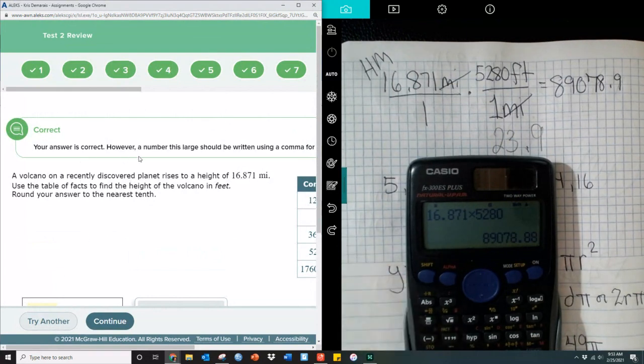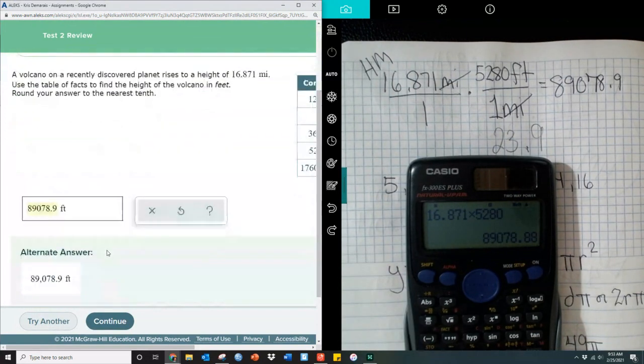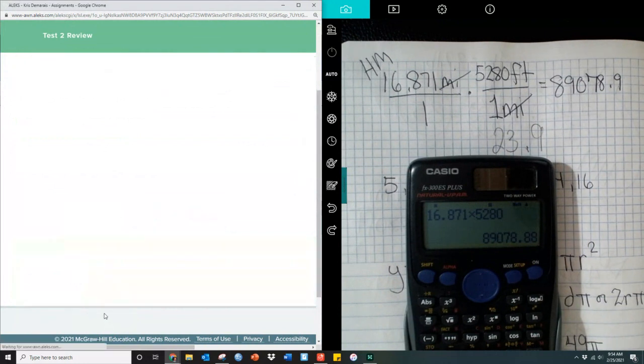All right. Now they say, oh, it's correct. However, you should put a comma between it. Not necessary. I mean, if you want to put a comma, you're more than welcome to if you want.